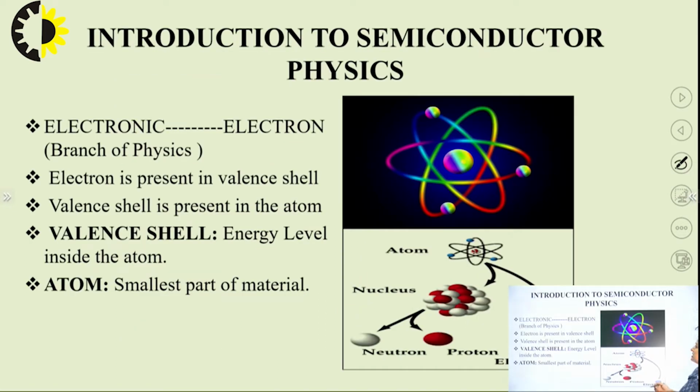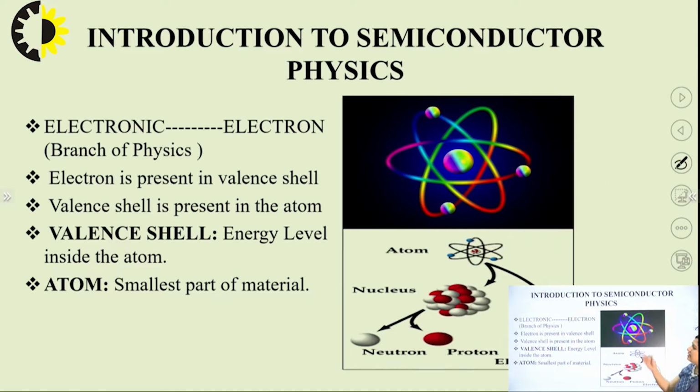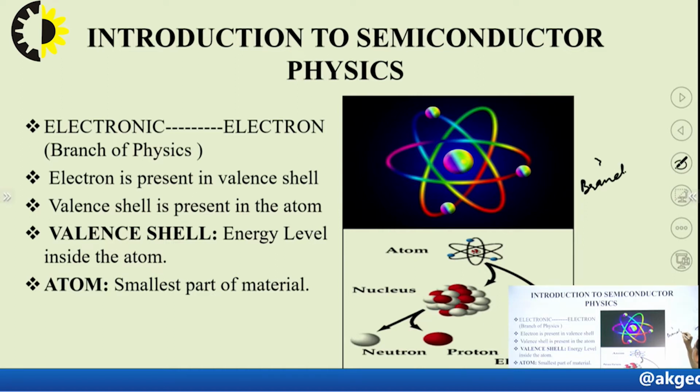So, here we can see the introduction to physics. Basically, what is electronics? Electronics is a branch of physics, and it deals with the electrons present in the valence shell and with the atom. So, what is an atom? An atom is the smallest part of the material, and the valence shell is basically an energy level inside the atom.